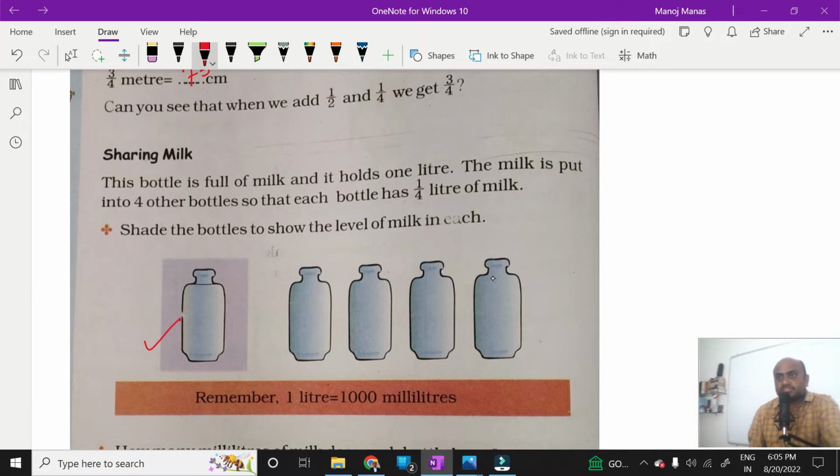So if this is completely 1 liter, right? In this 1 liter, we have to divide this into 4 parts. So the last part up to here will be 1 by 4. Up to here, it will be 1 by 4. In all the bottles, it is 1 by 4. So he is asking us to shade the bottles to show the level. Up to here, milk is there inside that one. And similarly here also, milk is there up to the same level.